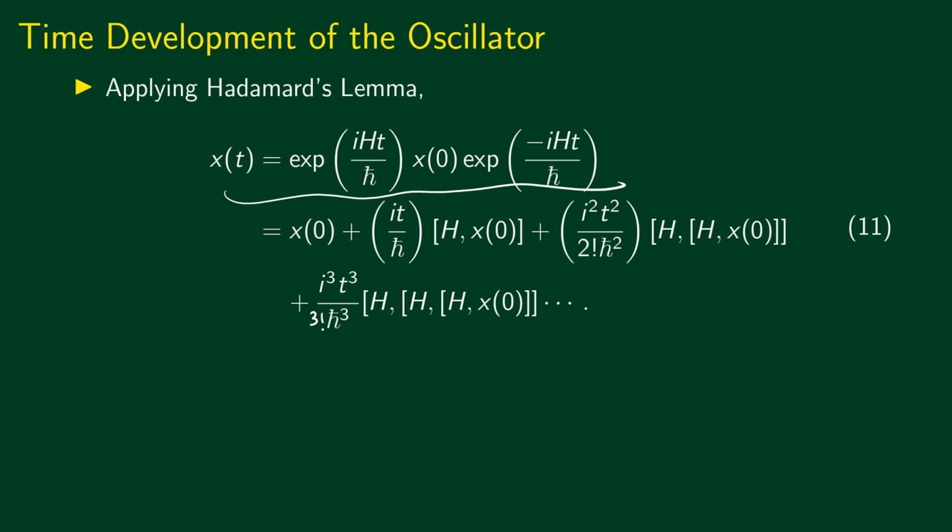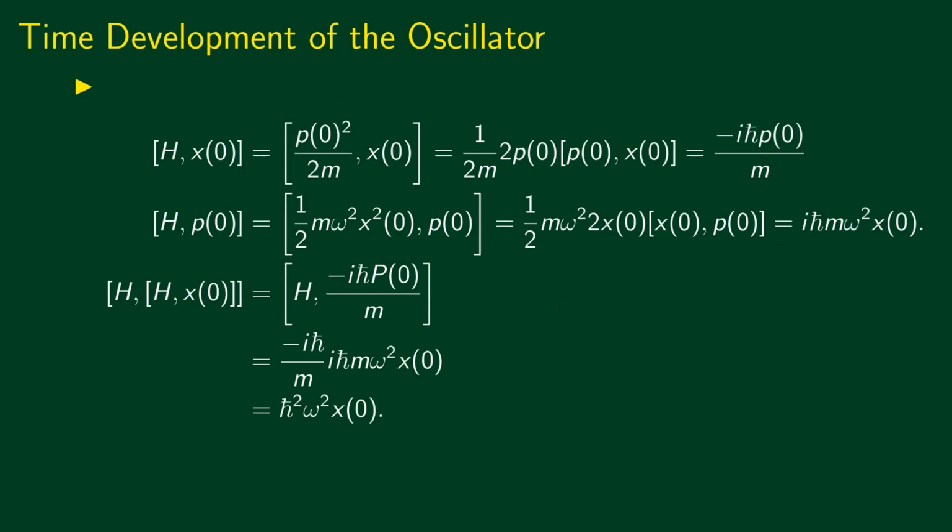So direct application of Hadamard's lemma gives x of t is equal to x of 0 plus i lambda. Instead of i lambda, we have t divided by h bar. So this becomes i t divided by h bar multiplying the commutator of h with x of 0. Alright, and the next term is i squared t squared divided by 2 factorial h bar squared multiplying the commutator of h with the commutator of h and x of 0. Right, and it goes on like that. Let's now evaluate each of these commutators.